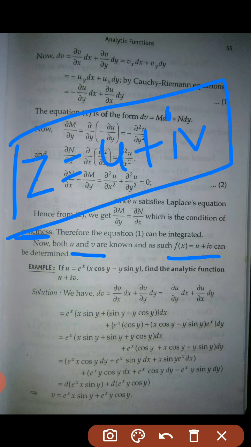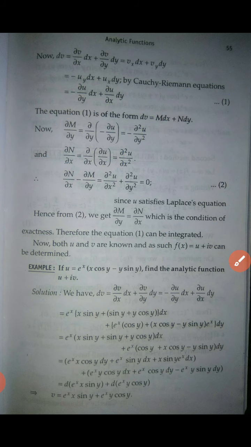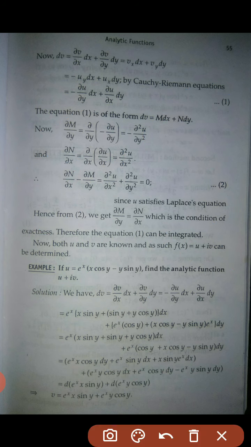And somewhere we can write like this: f(x) equals u plus iv. And this will give the analytic function. Okay, so let us see some example. I have taken here the example, if u equals e to the power x (x cos y minus y sin y), then find the analytic function u plus iv.